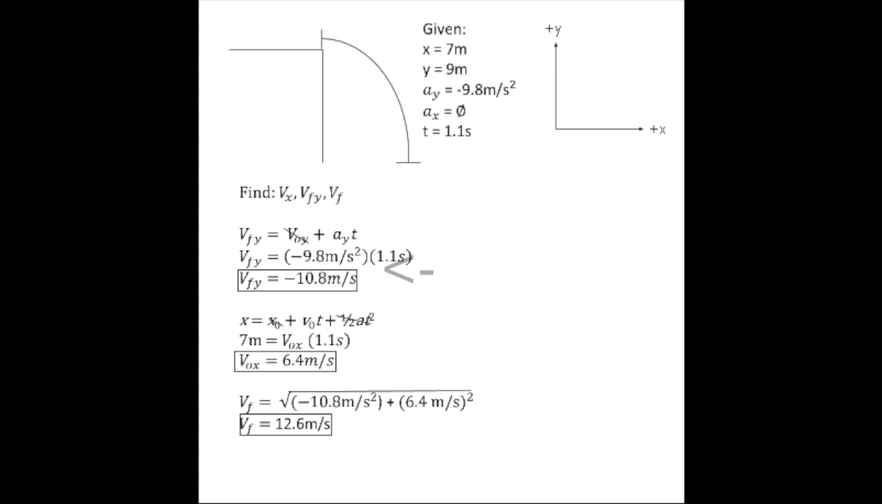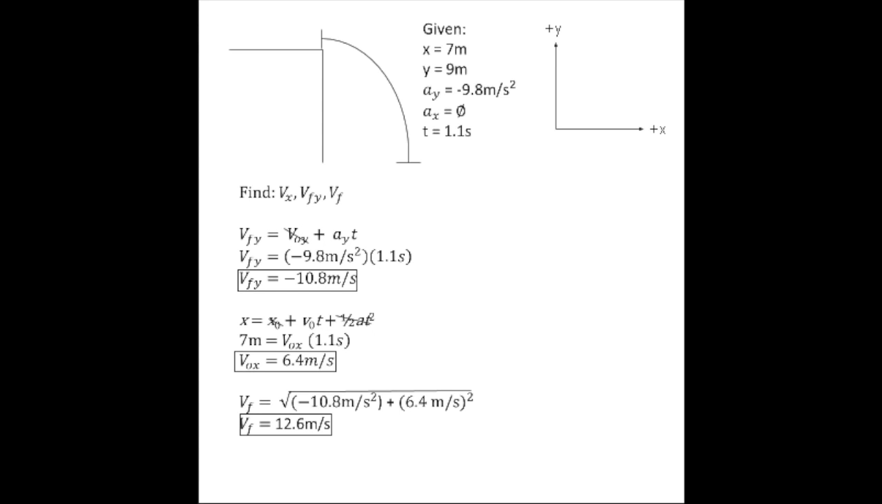Because the ball is thrown horizontally, we know that there is no initial velocity in the y direction, and we also know that the acceleration in the y direction is negative 9.8 meters per second squared. So we can find that the final velocity in the y direction is negative 10.8 meters per second.